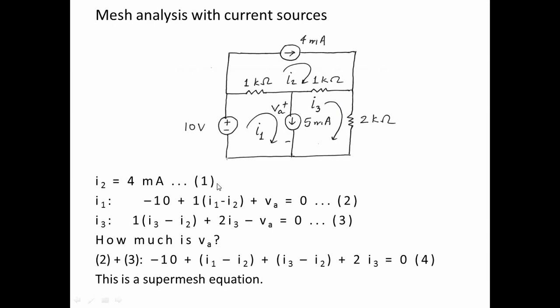So we have 3 equations and we have 3 unknowns I1, I2, I3, but we've added one more unknown, VA. How much is VA? What is the voltage across a current source? We don't know. The voltage across a current source is not known before we solve the circuit. It is an unknown. So now we have 4 equations, 3 unknowns.